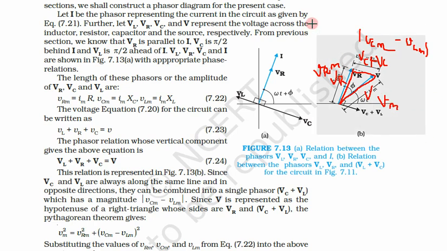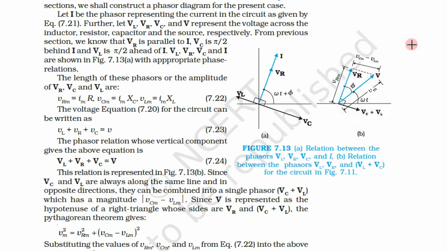Now let us put the values here. Since current is common, dividing every side by current Im. So VRM upon Im, what do we get? We get R. So this side will be R.